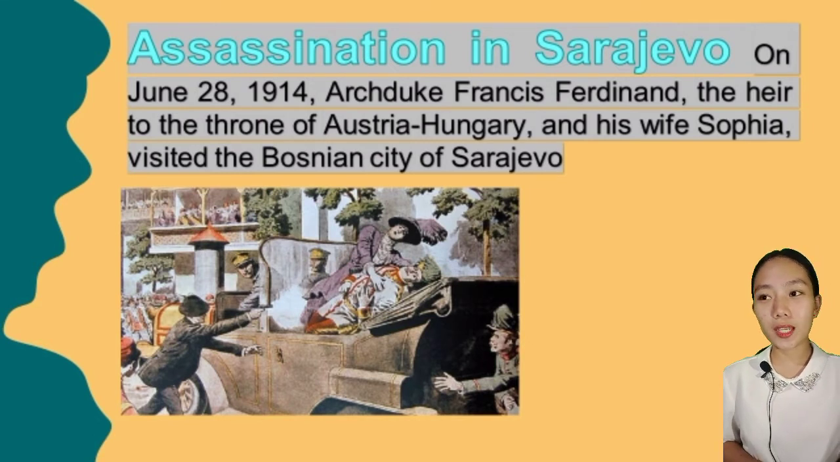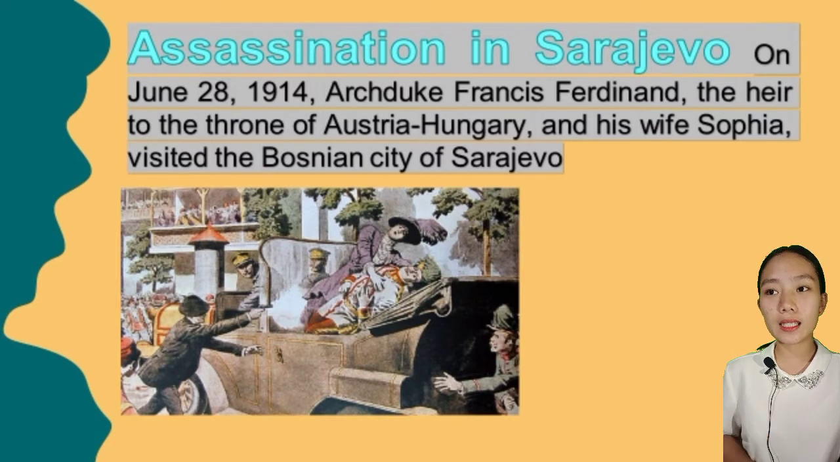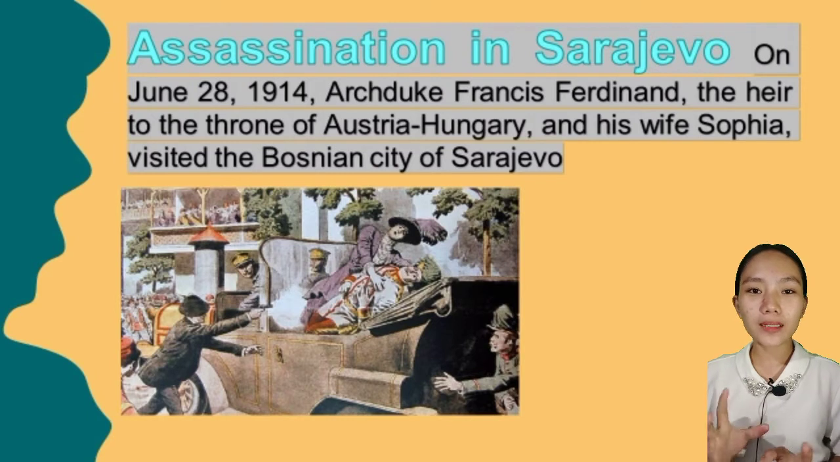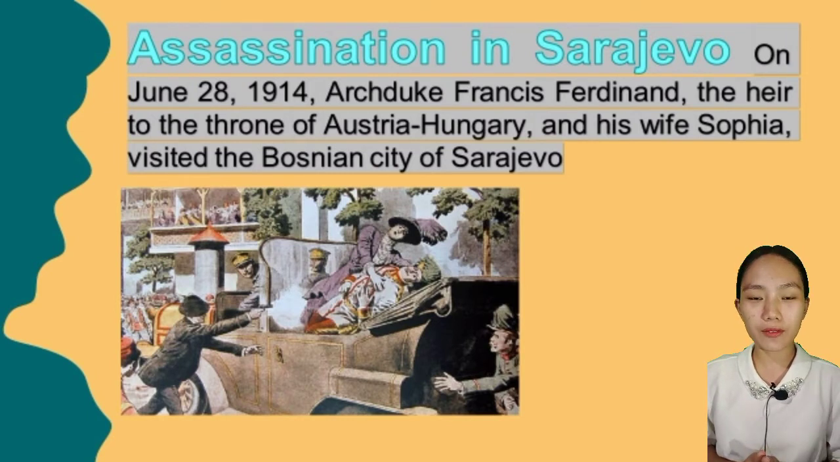Archduke Francis Ferdinand, the heir to the throne of Austria-Hungary, and his wife Sofia visited the Bosnian city of Sarajevo. A group of conspirators waited there in the street. This group of conspirators is the member of Black Hand. They are the Serbian terrorist group that wanted Bosnia to be free of Austria-Hungary and become a large part of the Serbian kingdom. Itong mga terrorist nito is pinaplano nilang patayin si Archduke Francis Ferdinand along with his wife.